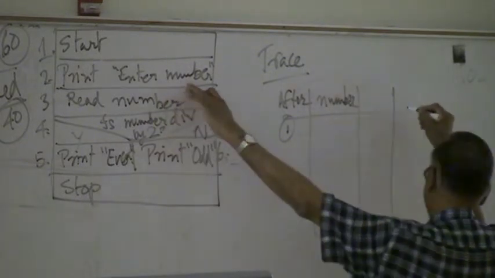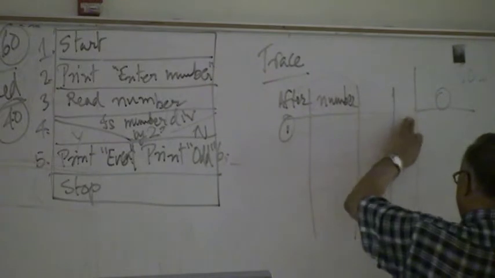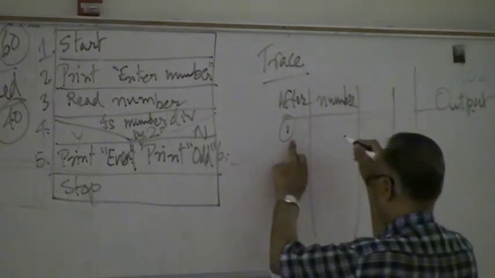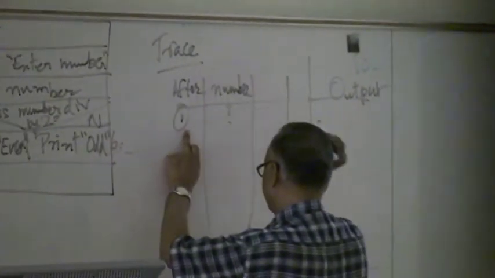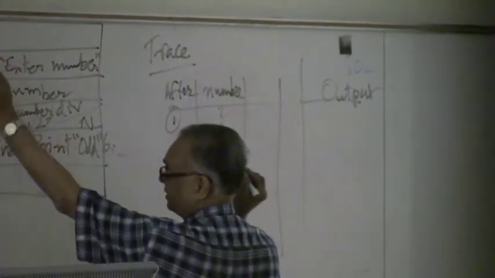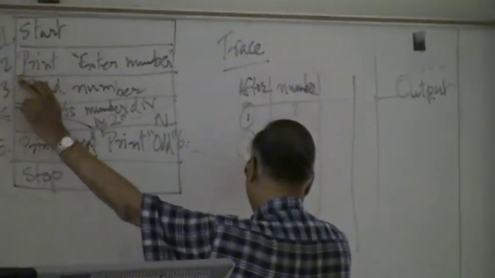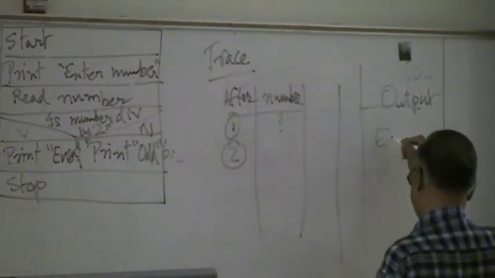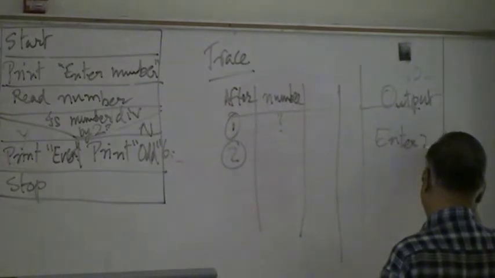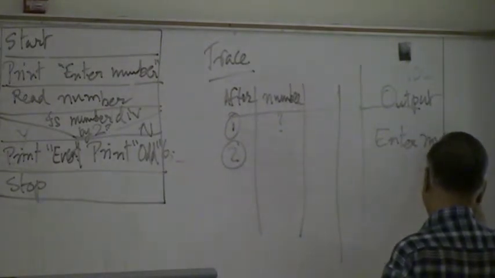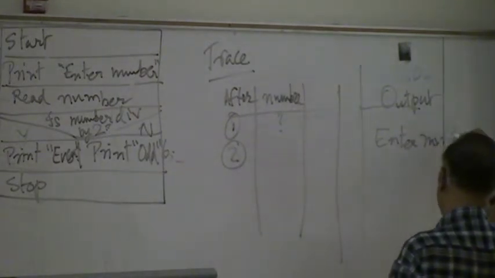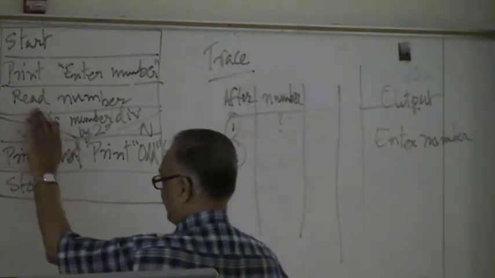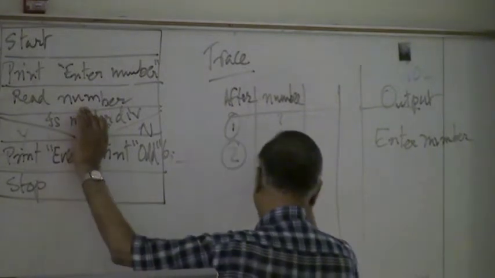And what's the output? After step 1, number is undefined because we've not entered any. After step 2, we have this on the printout, enter number. When you read the number, then only it has a value.